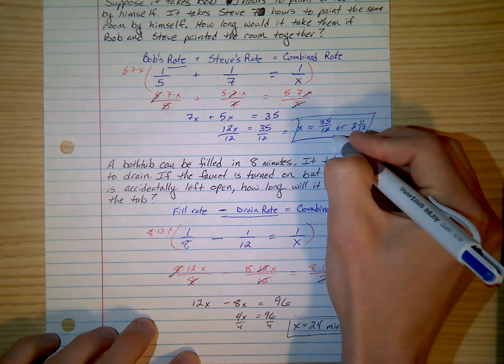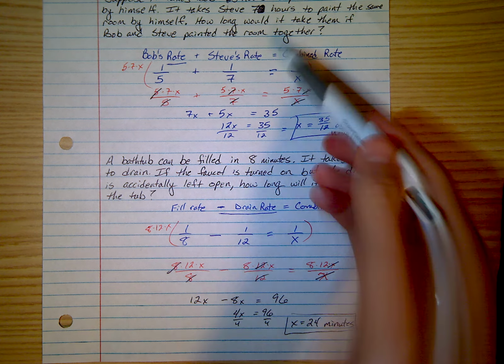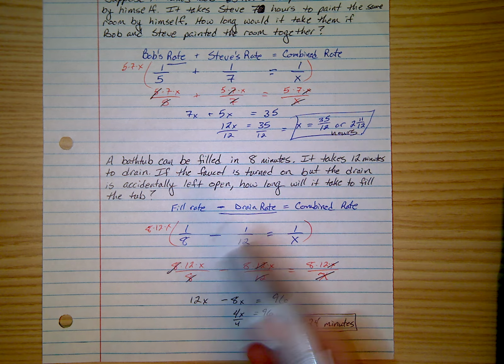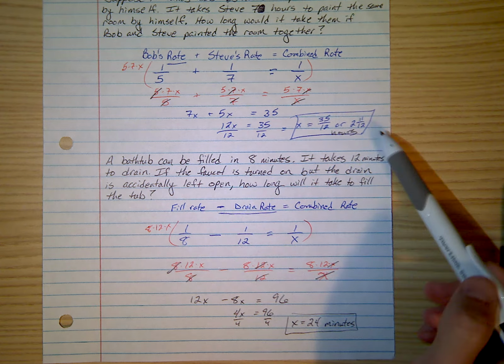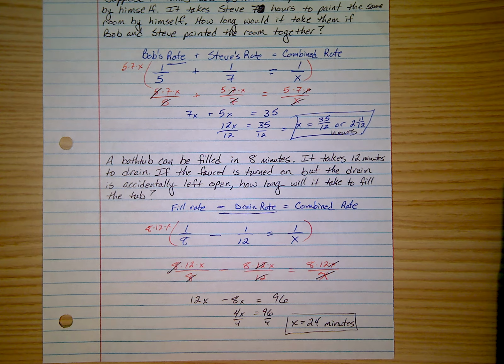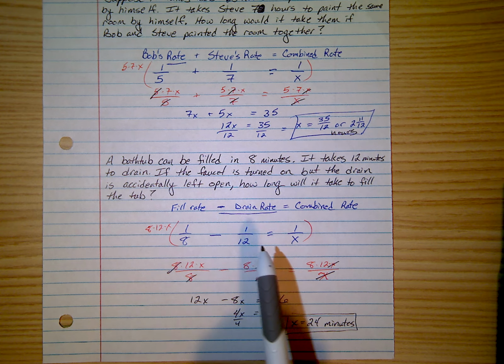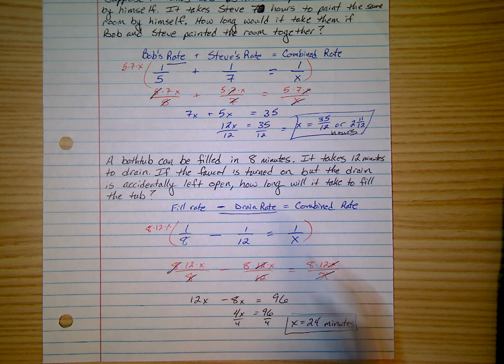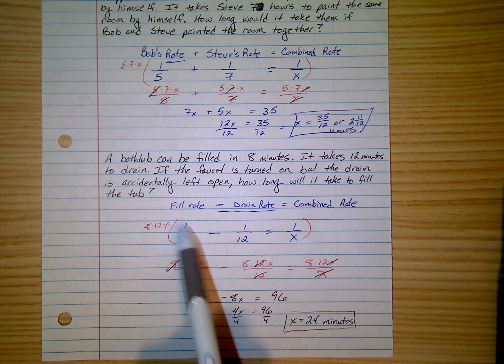Forgot to label up here. This should be minutes. Don't forget the label because it's an application. Now, you might be thinking, okay, Mr. Sampson, you said up here that it should be faster. Well, yes, if they're working together, it should be faster. That's why this number down here is less than the individual rate. But these are opposing each other. One's filling, one's draining. So it's going to take longer to fill the bathtub. Okay, so our answer should make sense, right? So again, just think of them in terms of rates, and these problems aren't that bad.